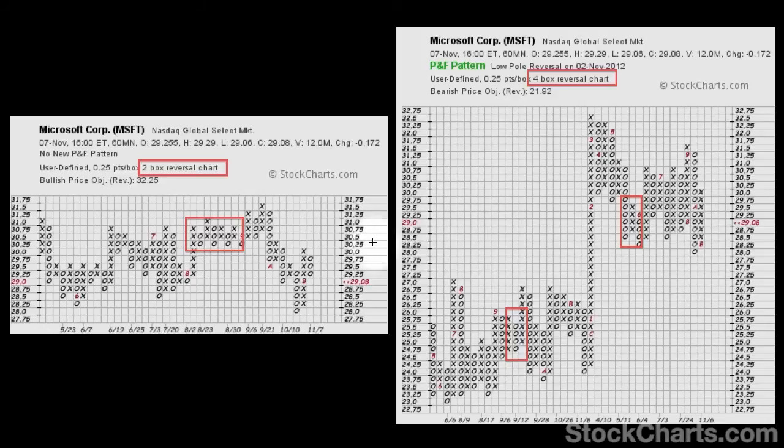You can also see that the price range is relatively tight because there's a lot of reversals when you have a 2-box reversal chart. The other chart shows a 4-box reversal chart, and you can see that the price range is much larger, 22.75 to 32.75, a 10-point range. And you can see it takes 4 X's to reverse the downtrend, and it takes 4 O's to reverse the prior X column.